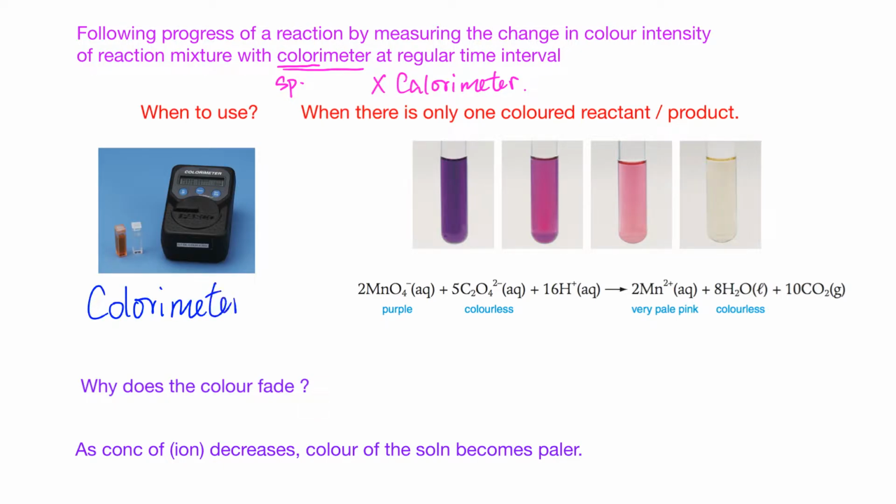Normally the question we ask is, why does the color fade in the process? Remember, the color intensity is based on the concentration of the ions. So whenever you try to explain that the color intensity decreases, you have to refer it back to the concentration of the ion. In this case, that will be the concentration of permanganate ion. As the concentration of permanganate ions decreases, the color of the solution will also get paler. This is the reason why the color fades.